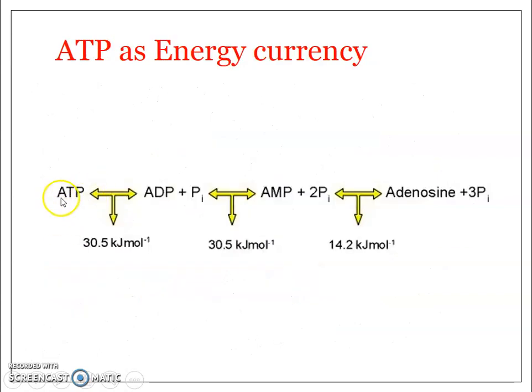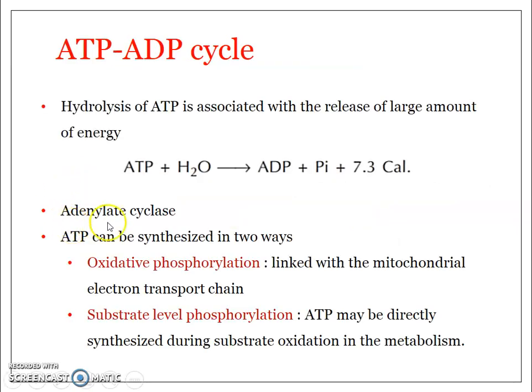Now when ATP hydrolyzes, it may result in ADP and the orthophosphate released, right? Or it can even hydrolyze and produce AMP, that is adenosine monophosphate, and a pyrophosphate molecule. So the ATP, ADP and AMP are interconvertible, and this interconversion is being catalyzed by the enzyme adenylate cyclase.